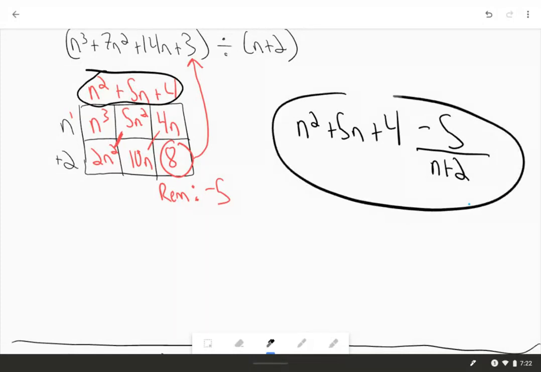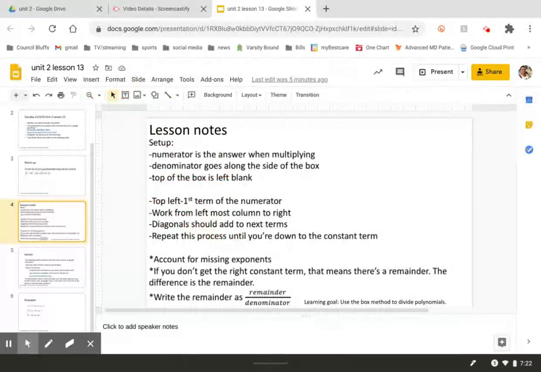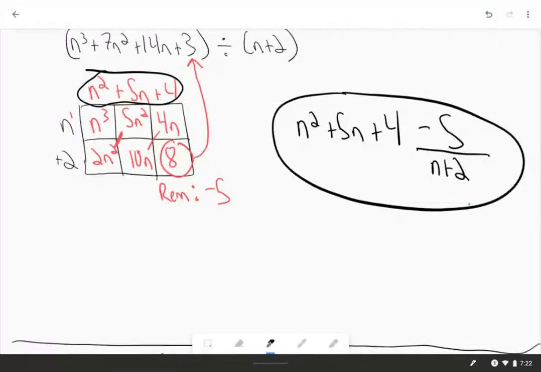This right here is the complete answer to number 1. So we have n squared plus 5n plus 4, and then we added an extra term, minus 5, the remainder, that goes in the numerator. The denominator is the original denominator, in this case, n plus 2.